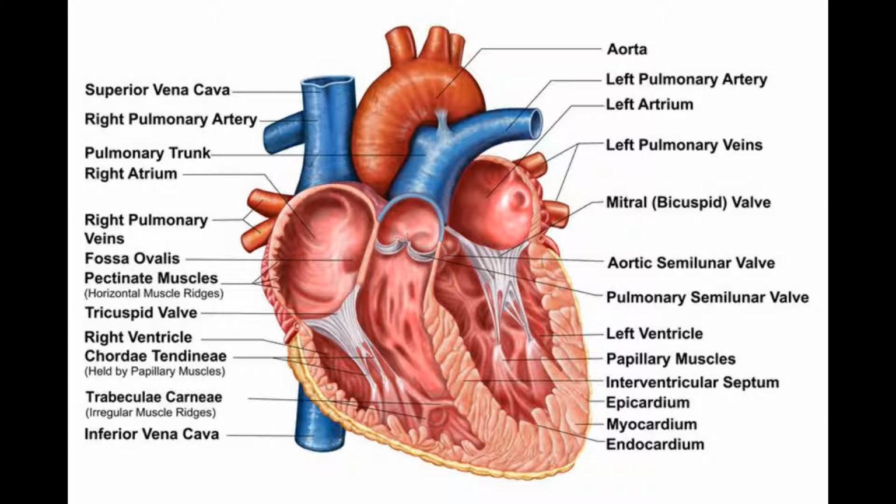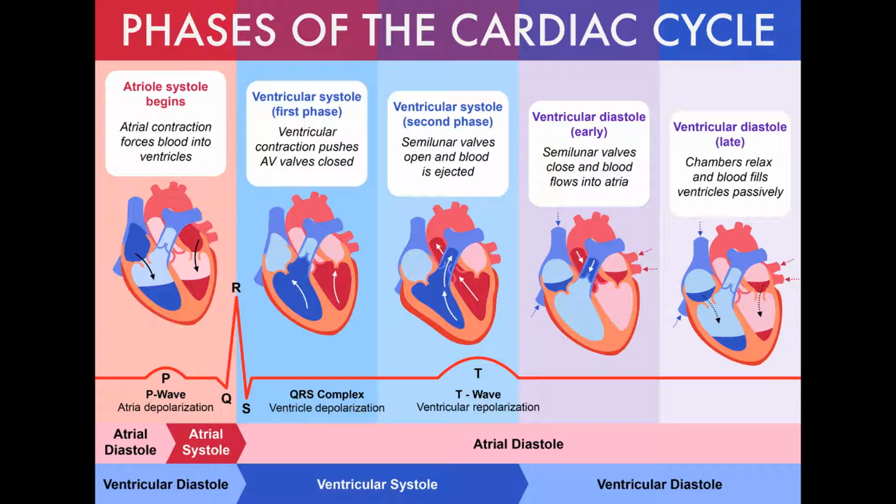The valve at the exit of the left ventricle into the mouth of the ascending aorta is called the aortic semilunar valve. This valve's construction and function are identical to the pulmonary semilunar valve. As noted earlier, the heart is a muscle which pumps blood. It does so through a process called the cardiac cycle. The cardiac cycle involves 2 main stages referred to as systole and diastole.